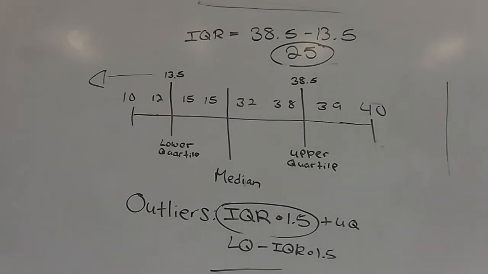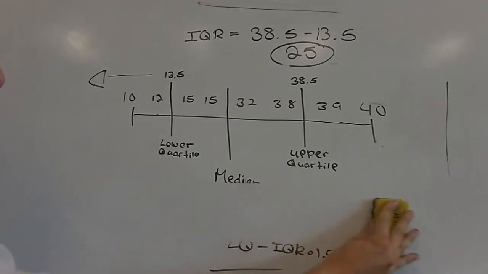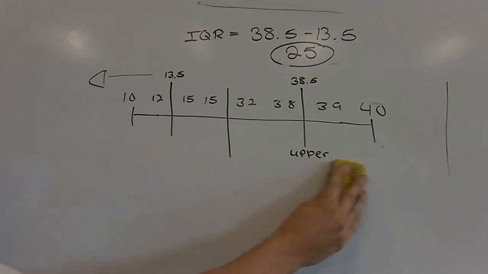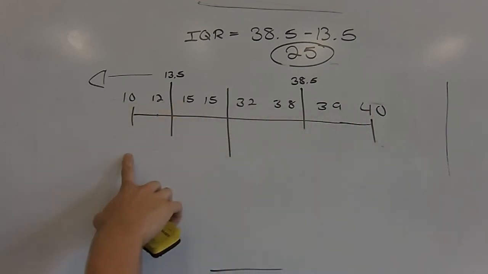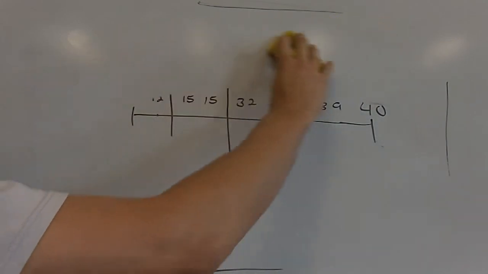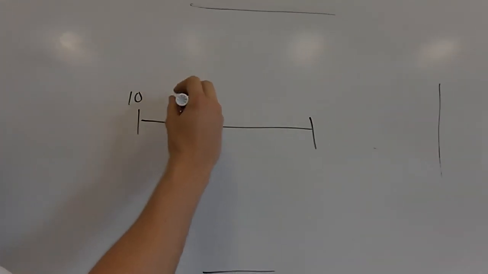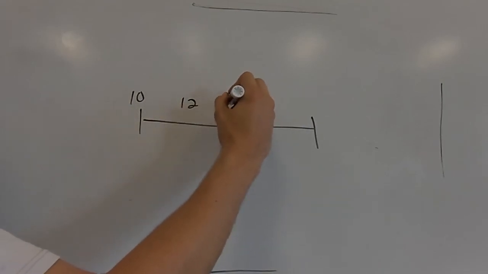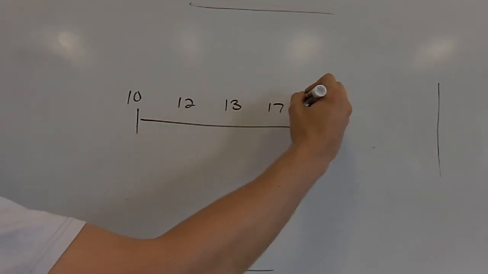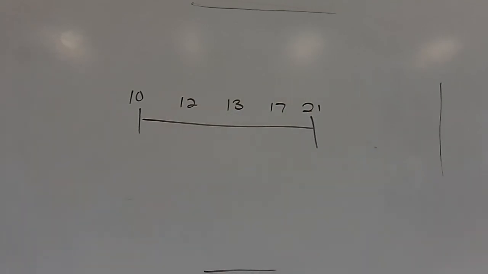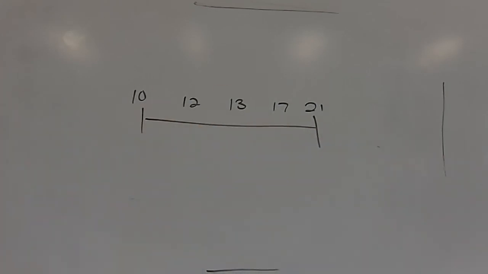Other than that, there's one more thing I want to go over, which is what happens if instead of having an even number of data, I have an odd number of data. So what happens if I have 10, 12, 13, 17, and 21? Odd number of data. First thing you want to do, find the range. Doesn't change anything. You're still doing 21 minus 10, you have a range of 11.